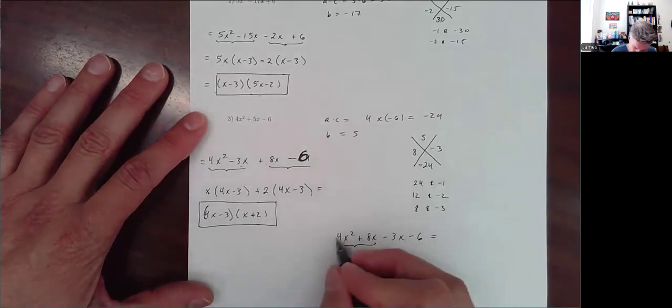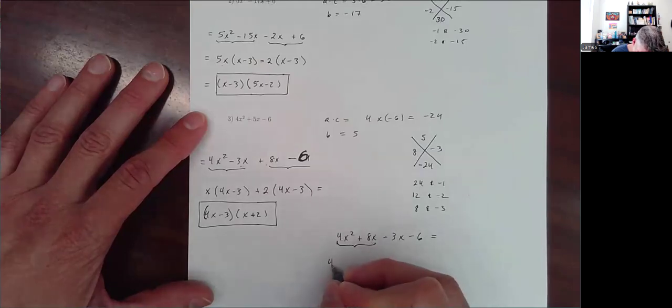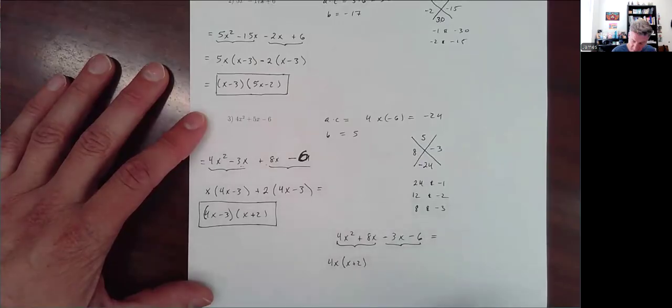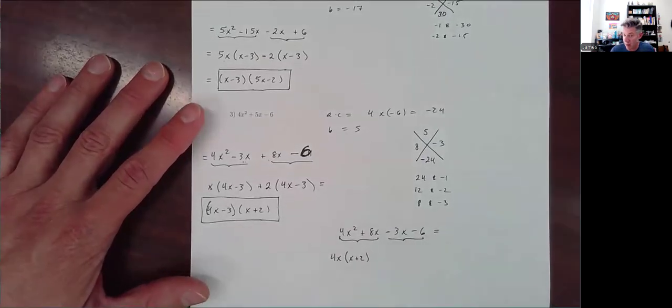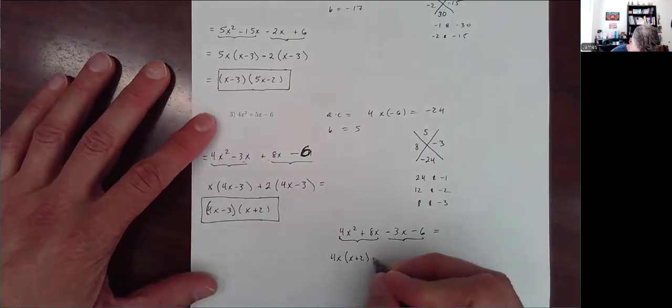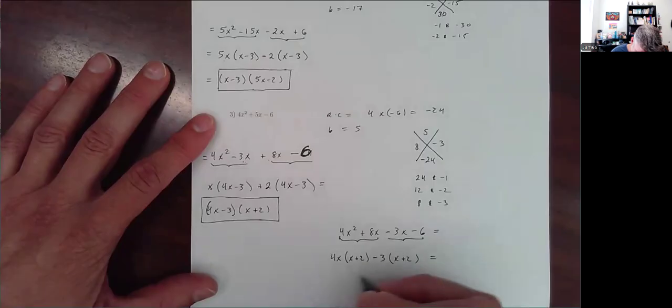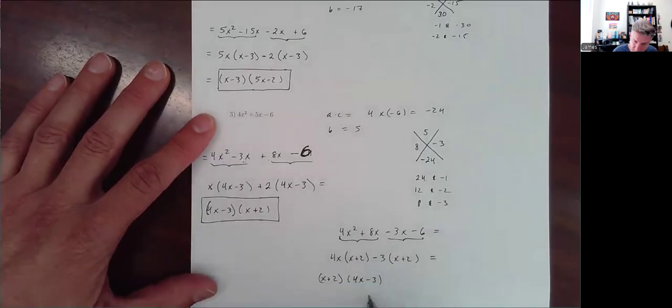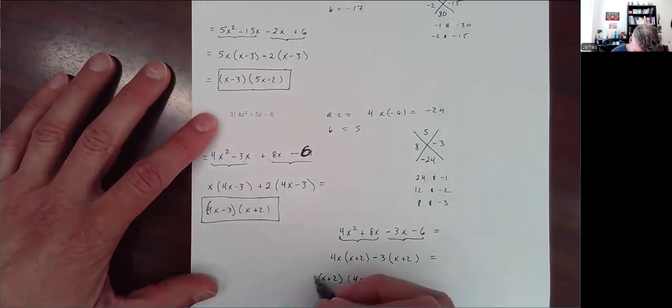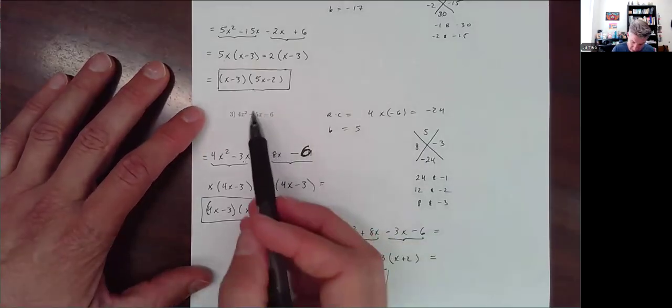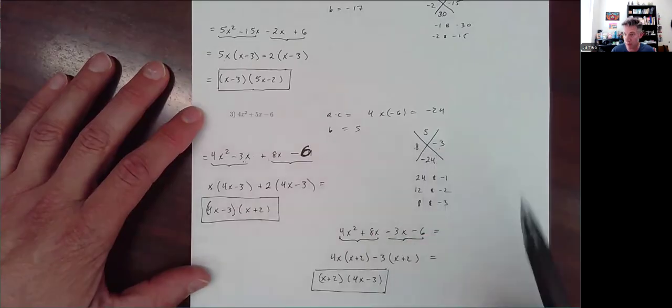So now the greatest common factor from 4x squared plus 8x is 4x. And we're left with x plus 2. Here, the greatest common factor is 3, but I'm going to do negative 3 so that I get the same leftovers. So we get negative 3 times x plus 2. And then I can factor out the x plus 2. I'm left with x plus 2 times 4x minus 3. Same either way you do it. So it really doesn't matter which order you write the 8x and the negative 3x.